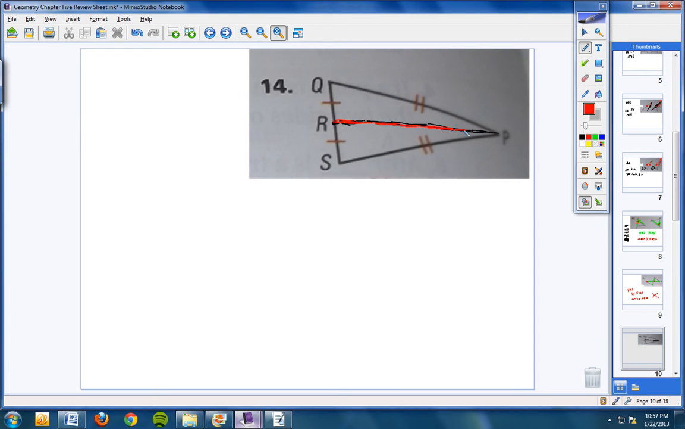Now I'm making it red. They forgot to put that in the book. I am sure of that. They meant to put a line right down the middle so that you had two triangles. So that's kind of funny that they forgot to do that. So go ahead and fix that.